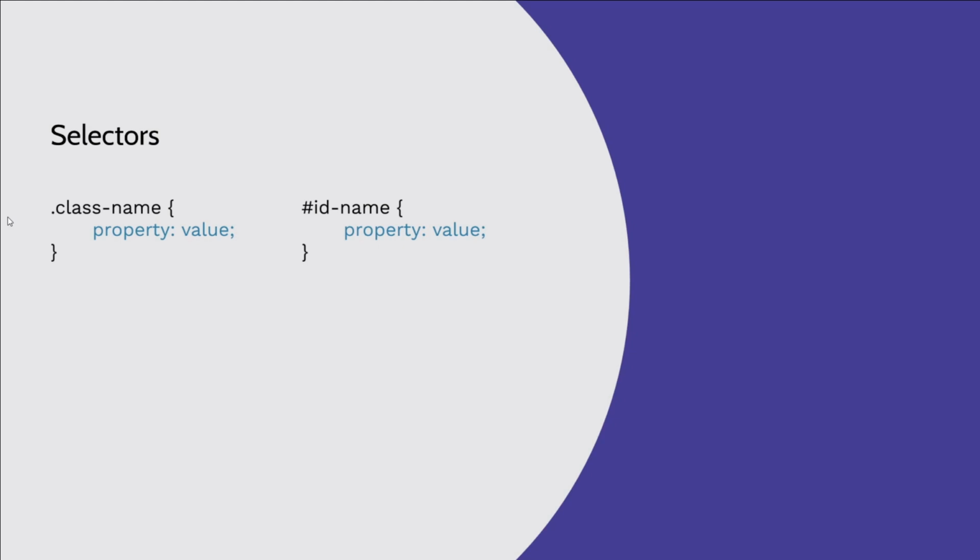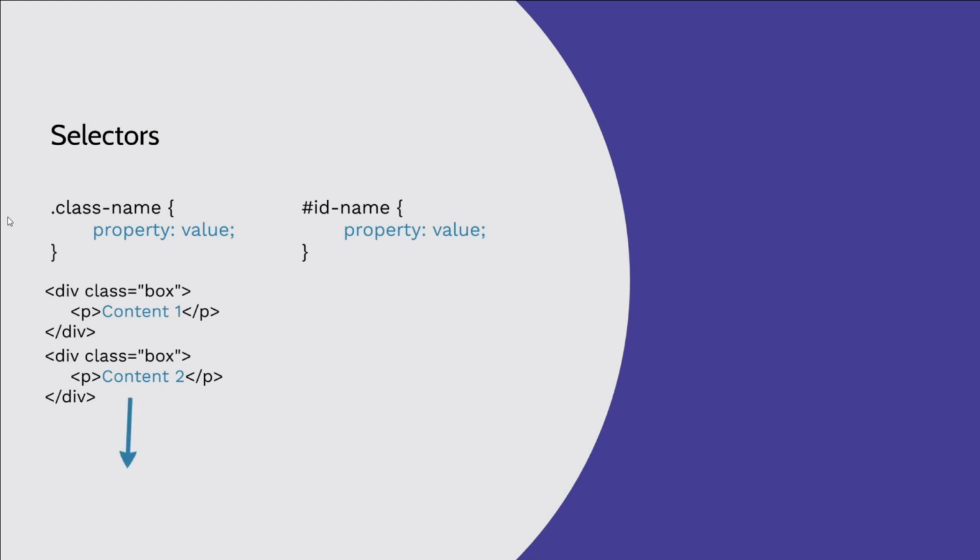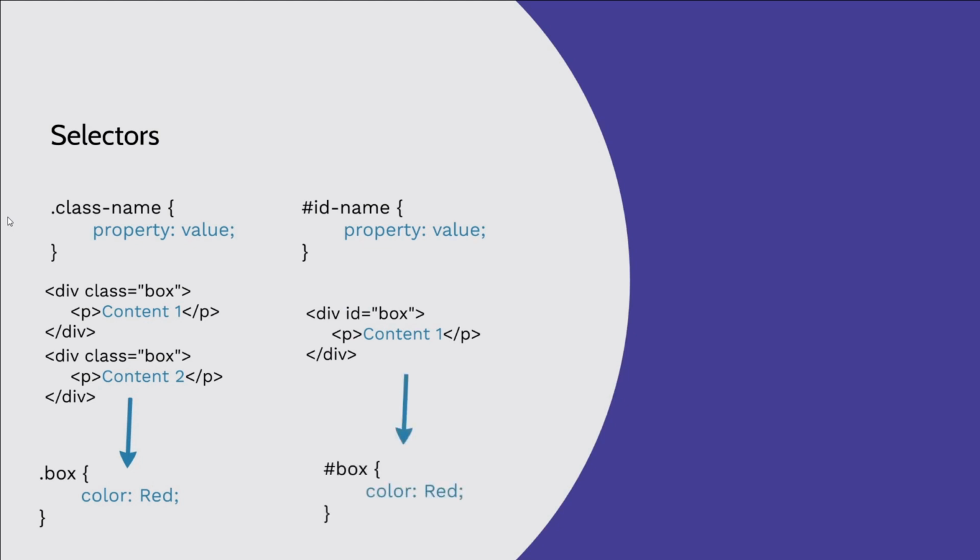Let's understand this with examples. In the first example, I want two divs to have specific styling. We will give them both a class of box in HTML. Then the CSS will look like this. On the other hand, if we want to apply styling to just one particular div, we will use a unique ID in HTML and the CSS will look like this. These are the basic selectors.